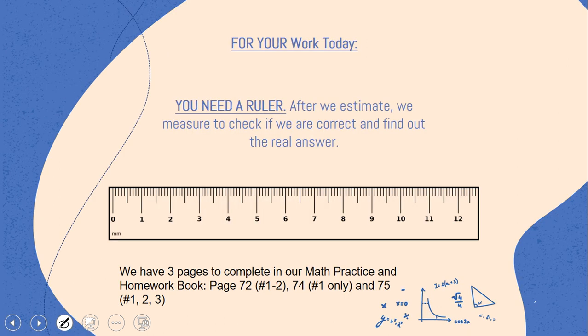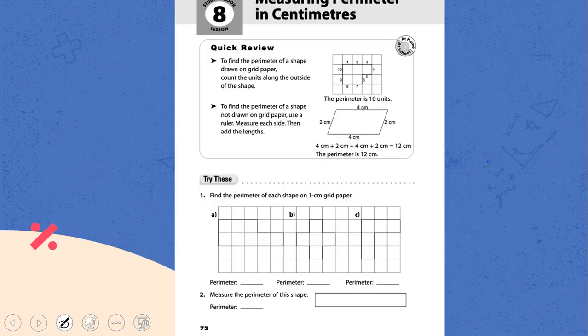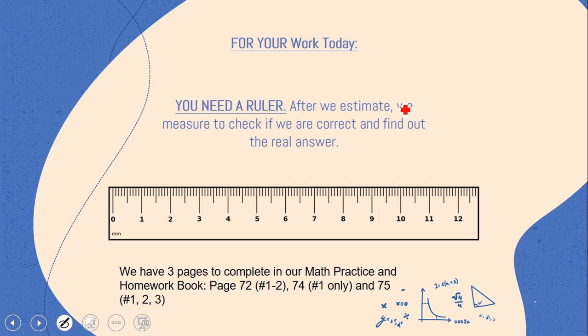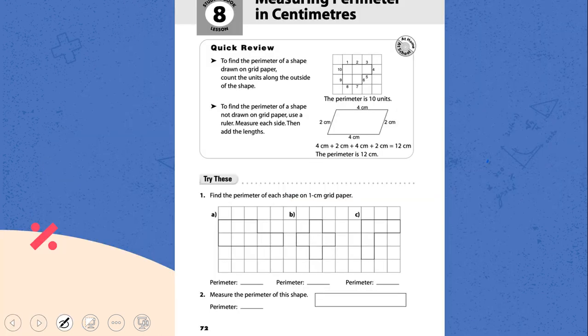So for your work today, you need a ruler, okay? There might be some estimating, but you will need to measure to check if you are correct. But you also need a ruler because some of the questions that you have to do today, you have to measure, okay? So there are 3 pages to complete in our math practice and homework book. You have page 72, page 74, and page 75. And you're probably like, oh, that's so much. But we're not going to do every single question, and I think I even took out this question here, so don't do number 3. So we're going to look at it, and I'm going to go through it with you together. So this is page 72, okay?